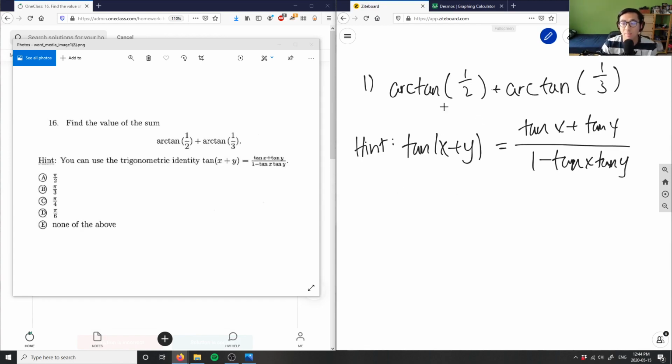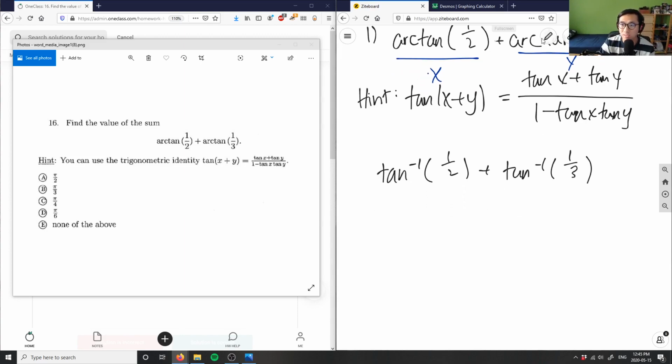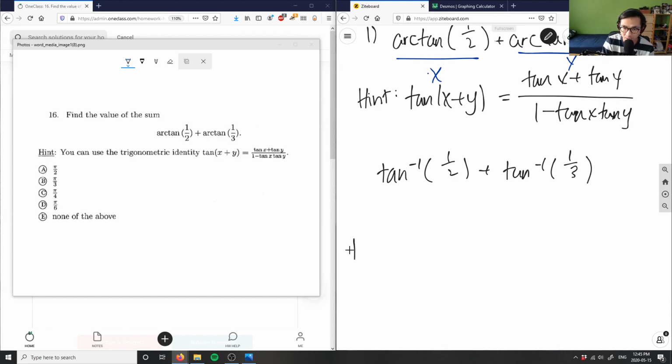The hint says we have to transform this into tangent of x plus y. So in order to do that, we're going to assume that this here equals x, and this here equals y. In that way, we can actually solve for something. So let this guy be x and this guy be y. I can rewrite this as tangent -1 of half plus the inverse tangent of 1 over 3, right? Given this, I can input it into this trig identity.